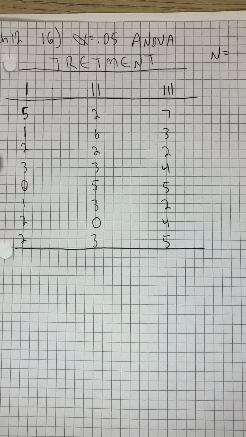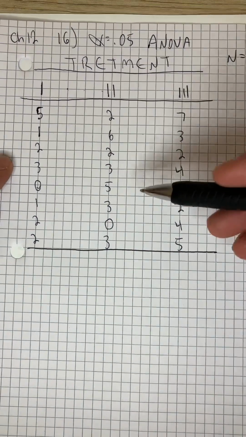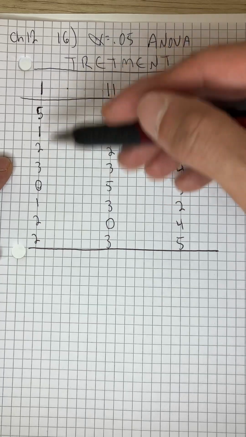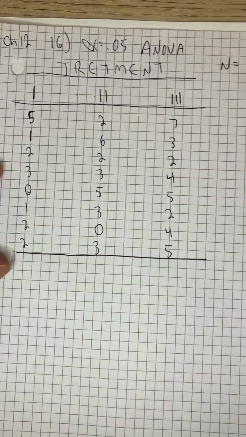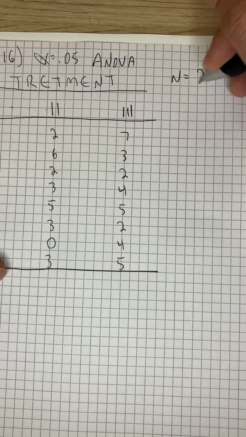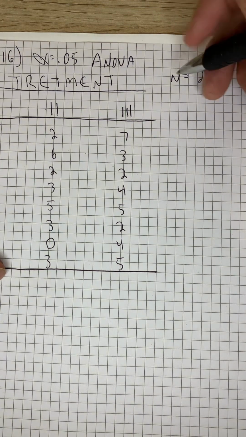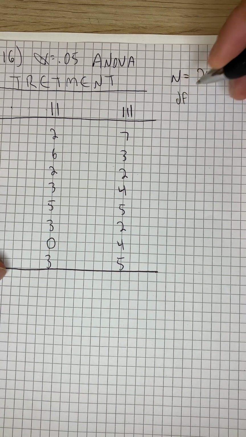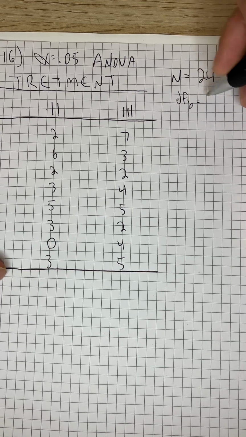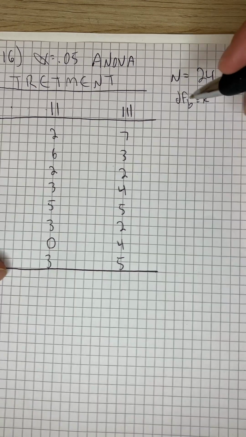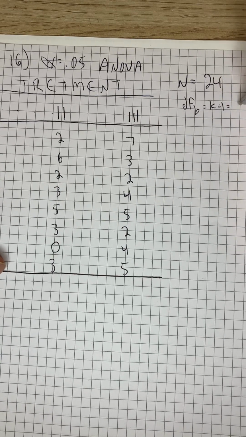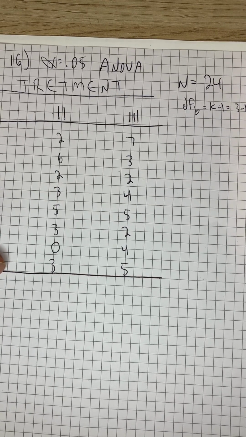Big N is just all the scores in the groups total. So we have 8 different scores per group. There are 3 groups, so we have big N of 24. We can also figure out the degrees of freedom right off the bat. Degrees of freedom between is little k, the number of groups, 3, minus 1. So 3 minus 1 equals 2.